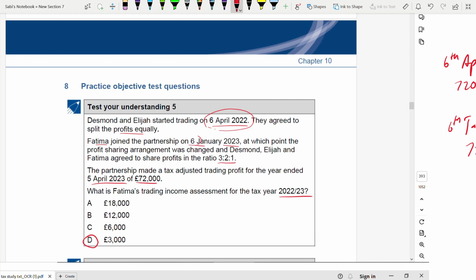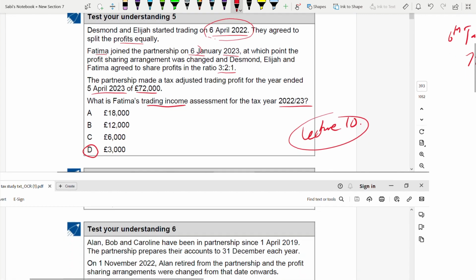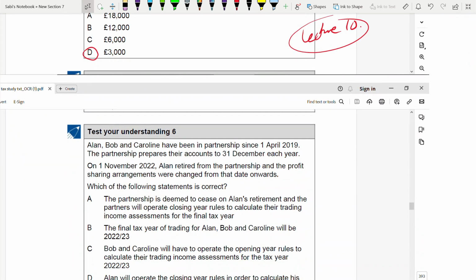Now, remember, to know all this, when is the tax trading income assessed, you need to be very good in your basis of assessment. That is my lecture 10, sole trader basis of assessment. This could be asked in anything, sole trader, company, partnership, anything. Now, test your understanding 6.